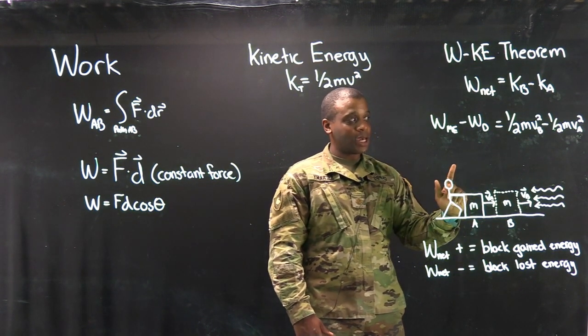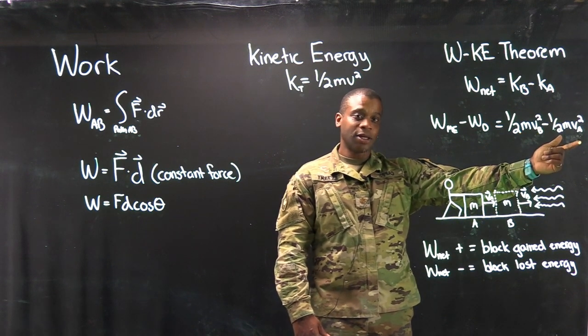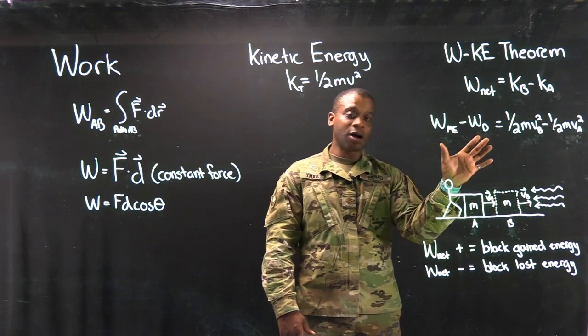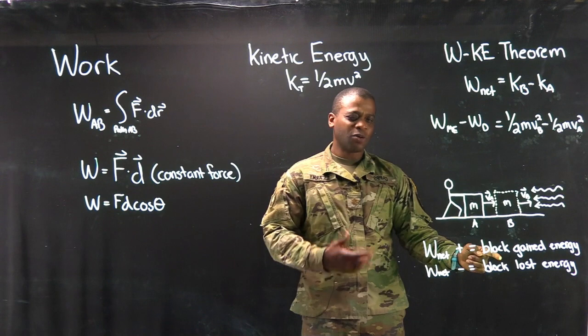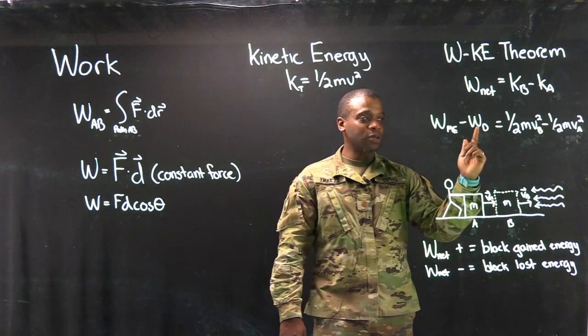Let's say that the speed at B is greater than the speed at A, then it's a positive change in kinetic energy, meaning we have a positive net work change, meaning the block gained energy. What this means is that the work done by me is greater than the work done by drag.